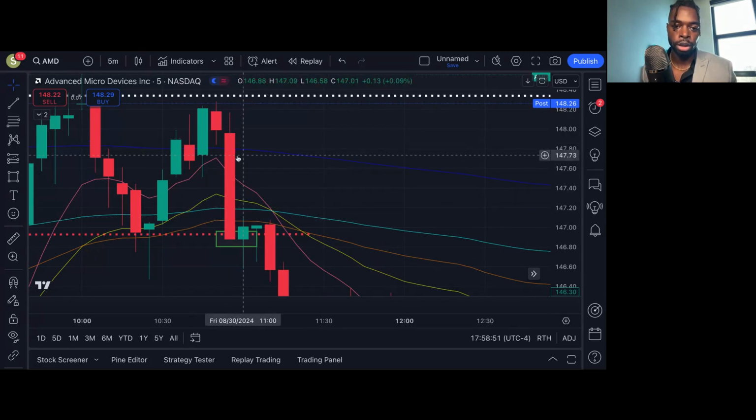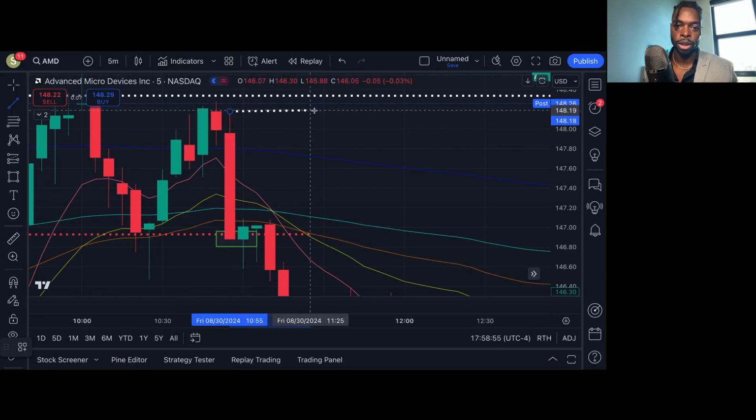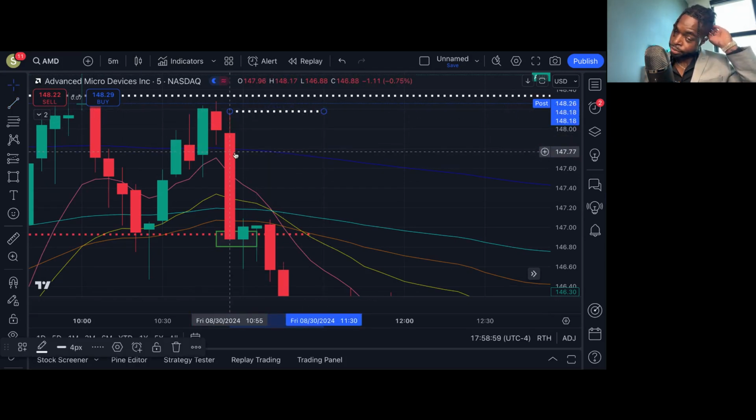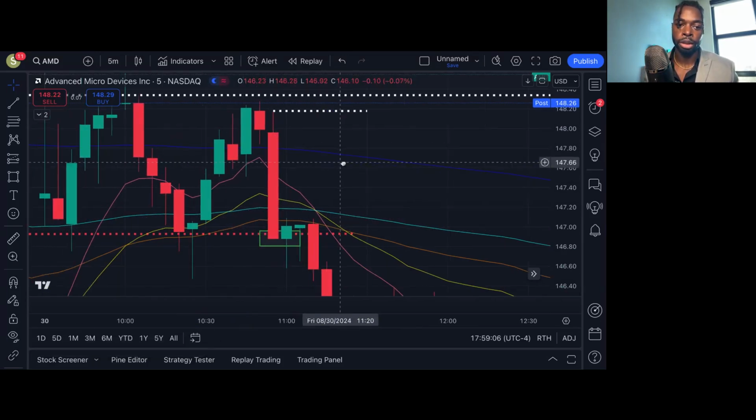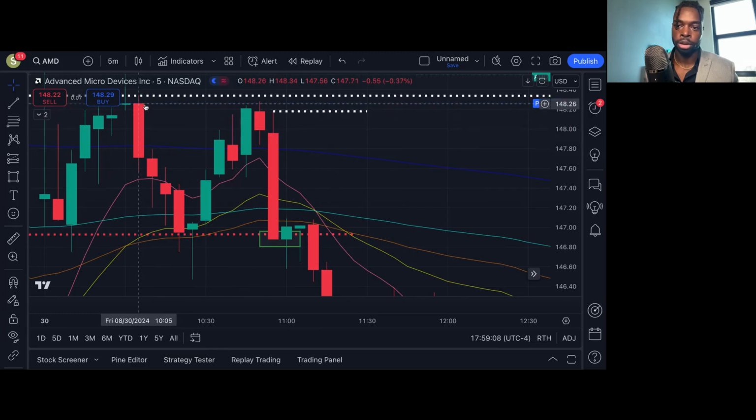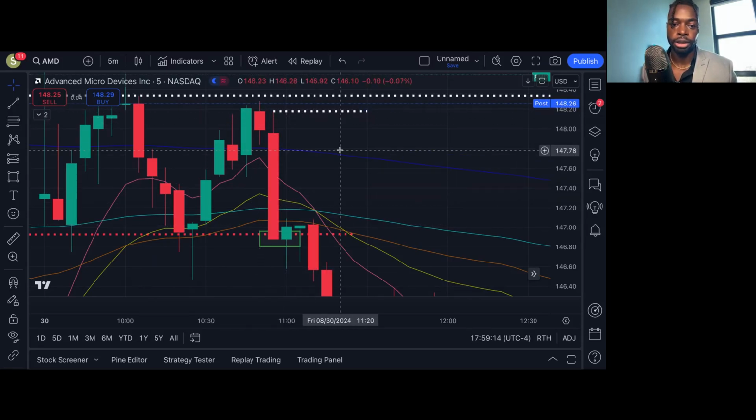Now this is a pretty large bar. Okay, a pretty large bar. So if I set my stop way up here, one tick above the bar, that'd be a little bit too big. Okay, a little bit too wide of a stop. It's like a $1 bar. Typical trend bars on AMD are about 60, 70 cents. Okay, this is about $1 and some change.